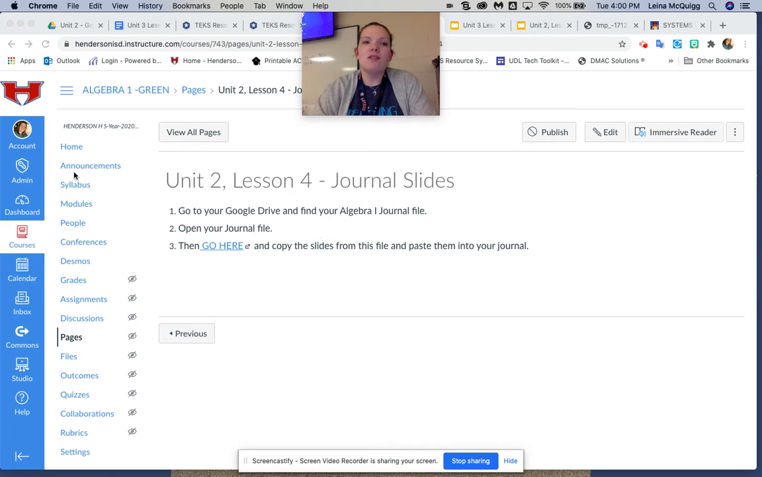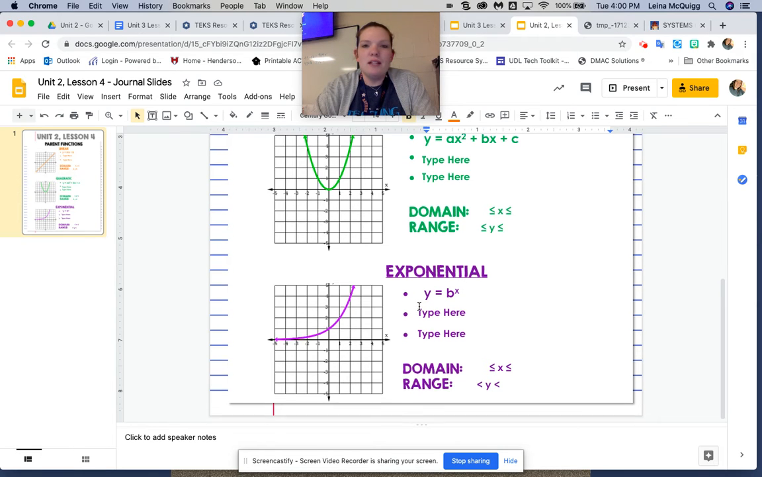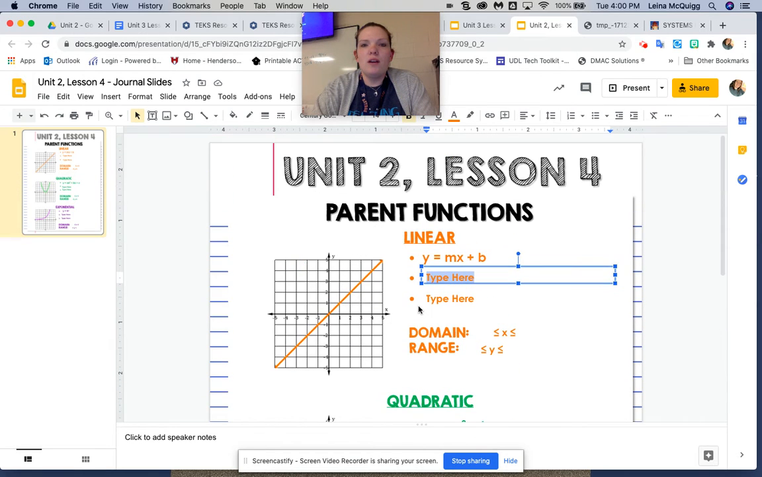Today we are going to do Unit 2, Lesson 4, which is going to look at parent functions. You should go to Modules, open up the module here to Unit 2, Lesson 4, open your journal slide, and then copy and paste this into your journal. If you need to, pause the video and go do that.